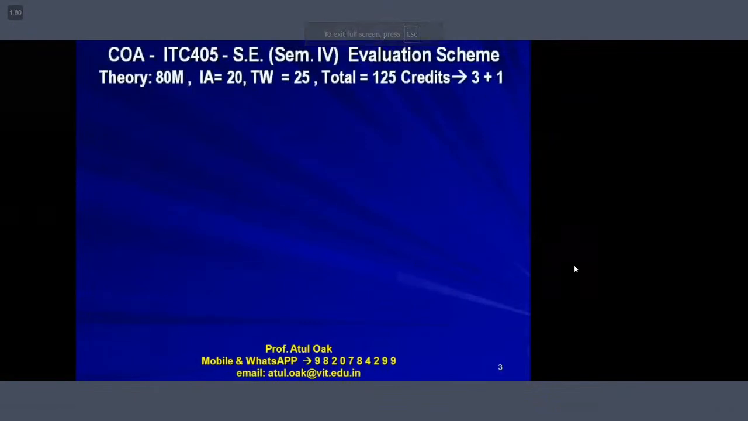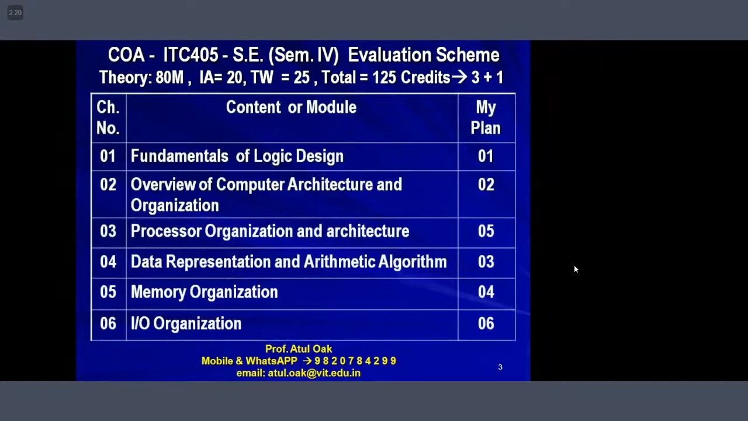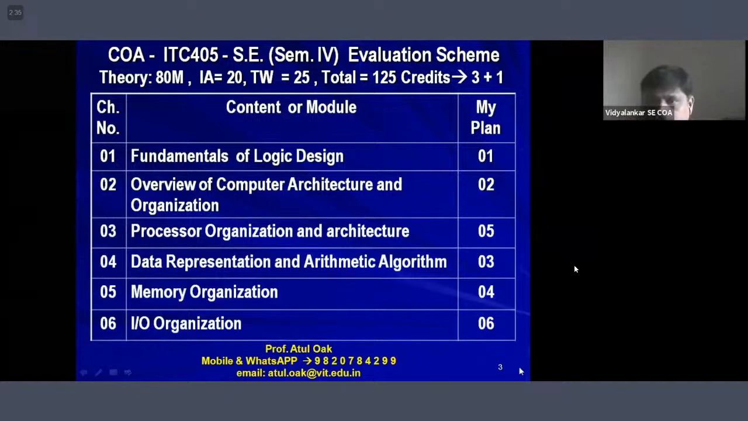For you, I'll be talking about computer organization and architecture, and this is the scheme of the subject, and these are the details of the subject, or I can say modules. And there are total 6 modules in this particular subject. And of course, I will be teaching all these modules in a sequential manner.